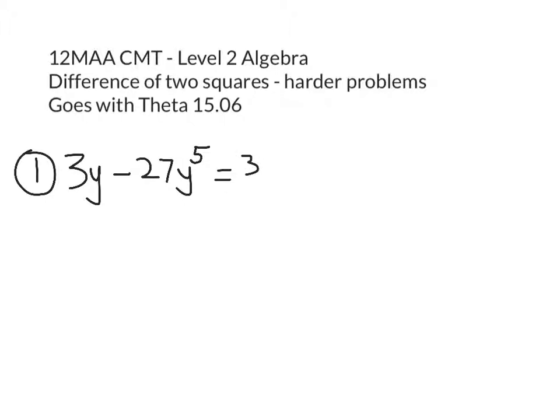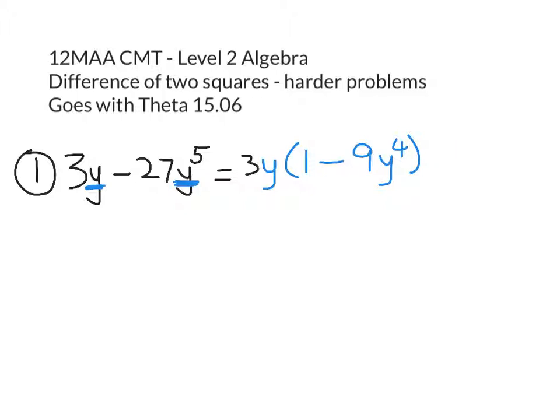But just before we go any further, I haven't looked at my y terms to see if there's a common factor there too. And there is. So I've got 3y times 1 minus 9y to the power of 4. So why does that make me feel much happier?